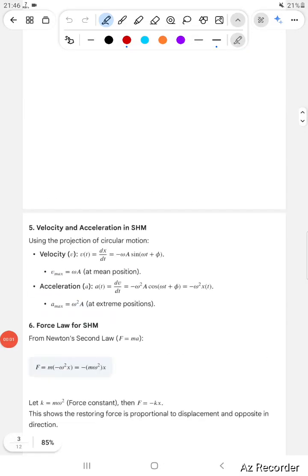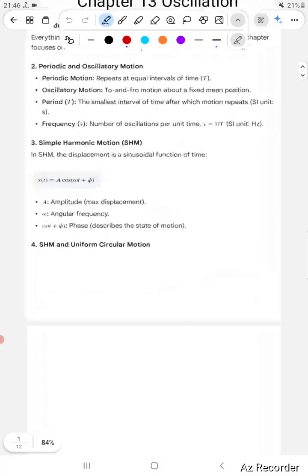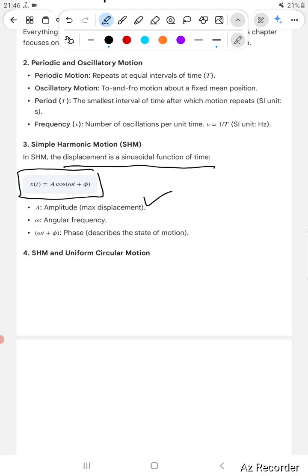To the next point, which is the displacement, velocity and acceleration of SHM. As you've already understood, the displacement equation of a body in SHM is represented by x(t) equals A cos(omega t plus phi), where A is the maximum displacement, omega is the angular frequency, and omega t plus phi is the phase. Phi is the phase constant.